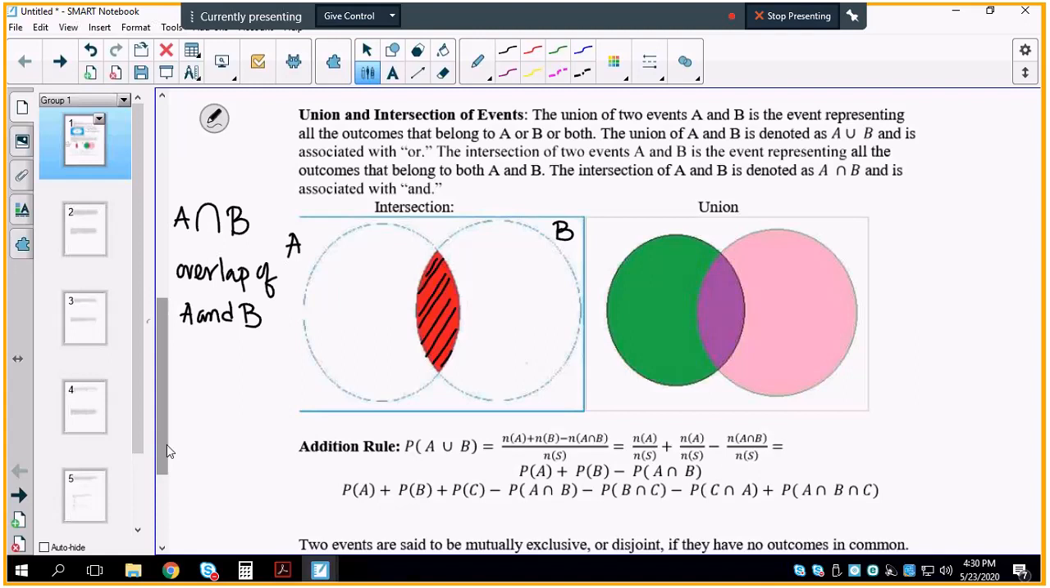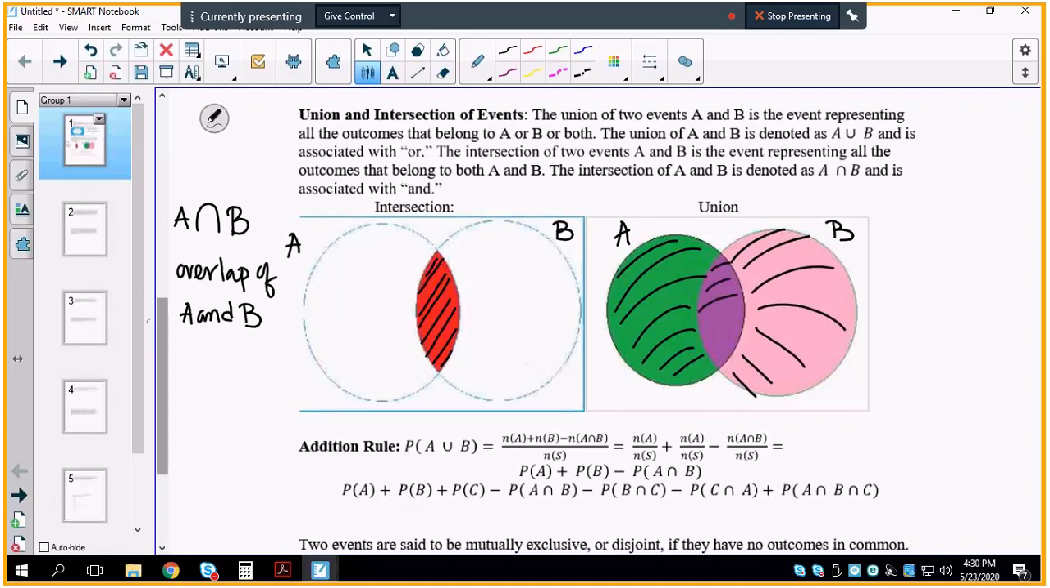The union, whereas, is if you are either in A, so in this portion, or you are in B, so in this portion, or you are in the overlap of both of them, so you are in both A and B, then you will be in the union. I write a big cup, B, read as A union B, and that is everything that is either in A or in B.